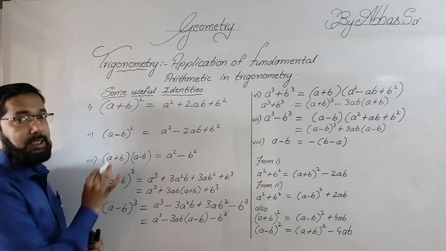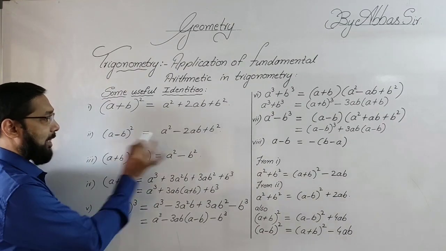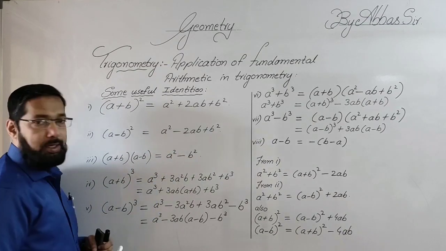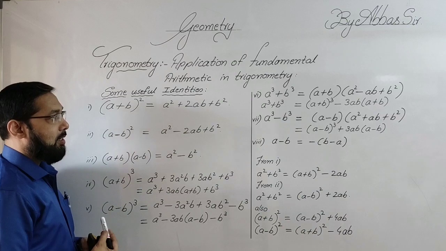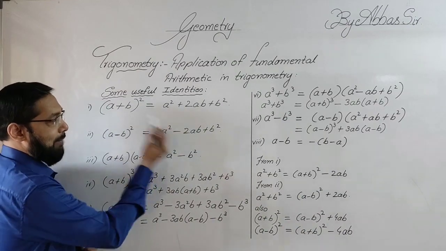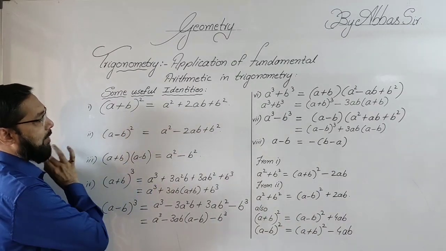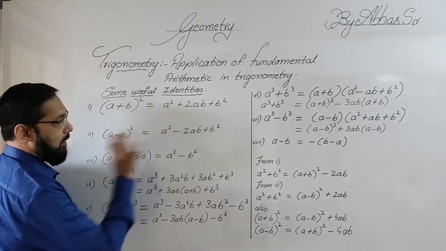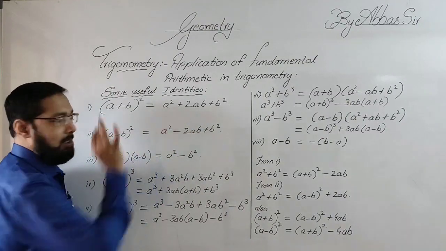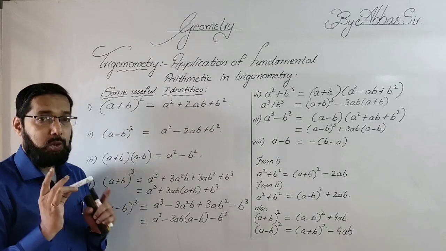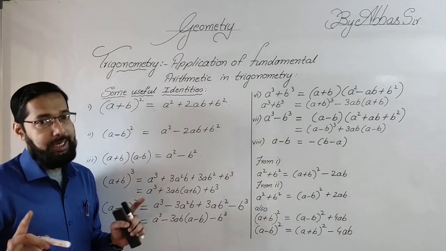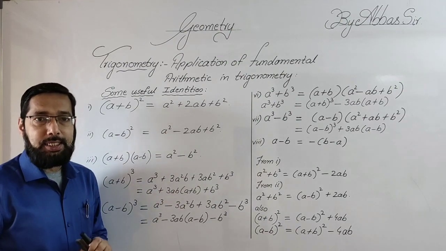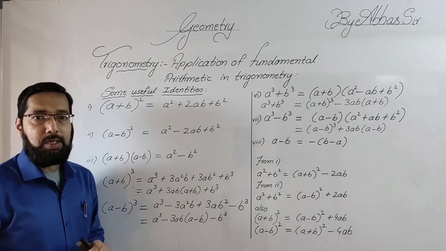And we know what is its expansion. Its expansion is a square minus 2ab plus b square. And what is the difference between the two identities? The difference is of only one minus sign. If you have got plus in the bracket, then the middle term will be plus. If you have got minus in the bracket, the middle term will be minus. The first and the last term are always positive because they are squares, and square can never be negative, my friends. Okay, so these were the first two basic identities which we require to know and remember while solving questions in trigonometry.